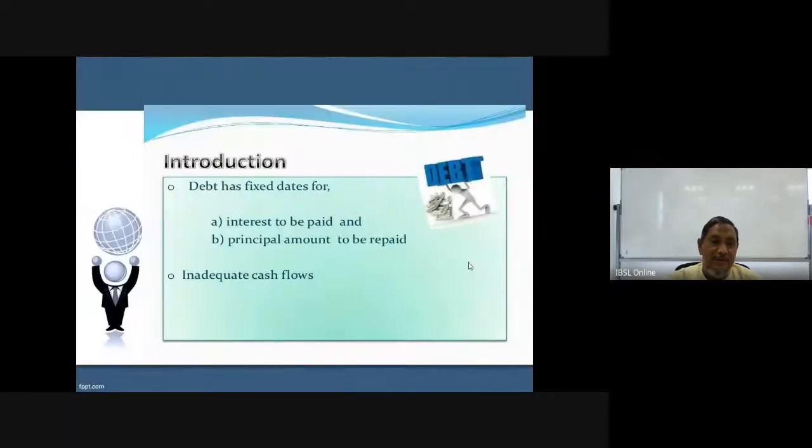Debt has fixed dates for interest to be paid and principal amount to be paid. With inadequate cash flow, the debtors may not be able to pay back. So this is one of the reasons we discussed in the last sessions. The customer may fail, and the main reason is inadequate cash flow. Cash flow is the payment source.